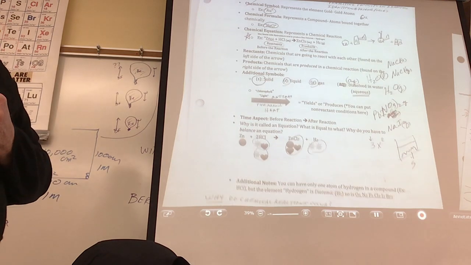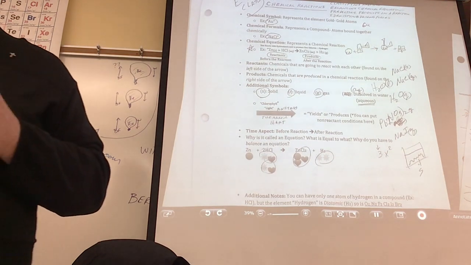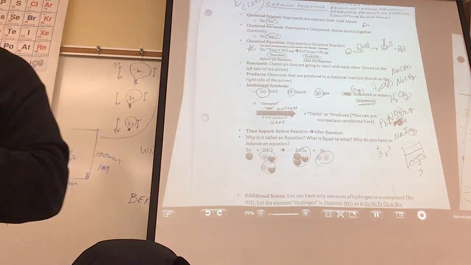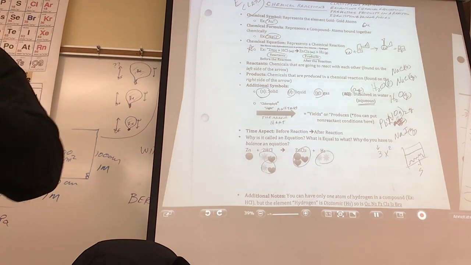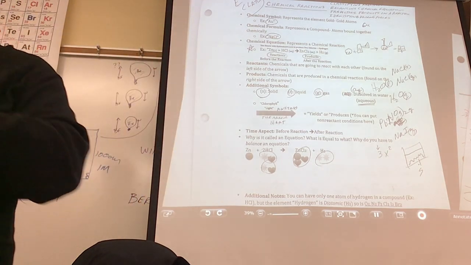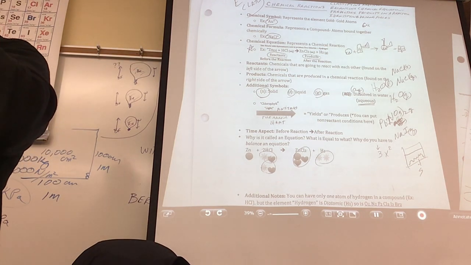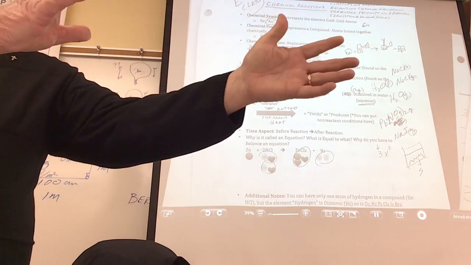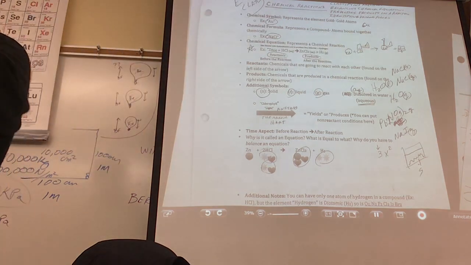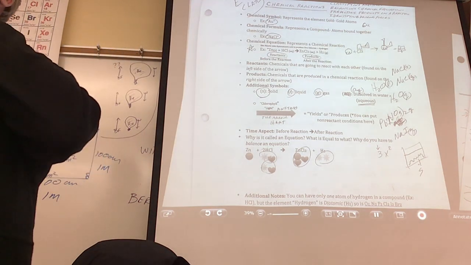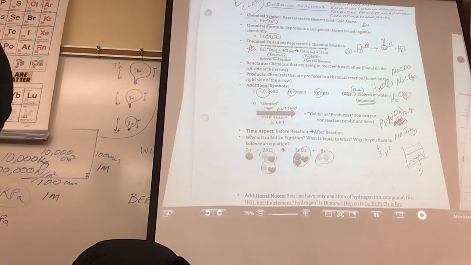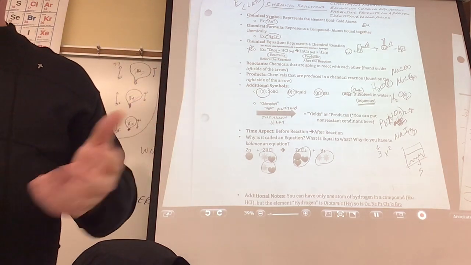This is some vocabulary words, and we found out that chemical equations represent chemical reactions. Reactants are things that are going to react. They're on the left side. Products are things that are going to be produced. They're on the right side. The arrow means, hey, on the left side of the arrow, nothing's happened yet. On the right-hand side, oh, yeah, it's happened. So the arrow means yields, produces, forms, will become.